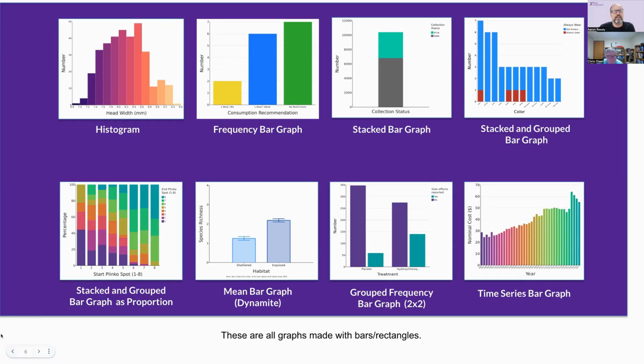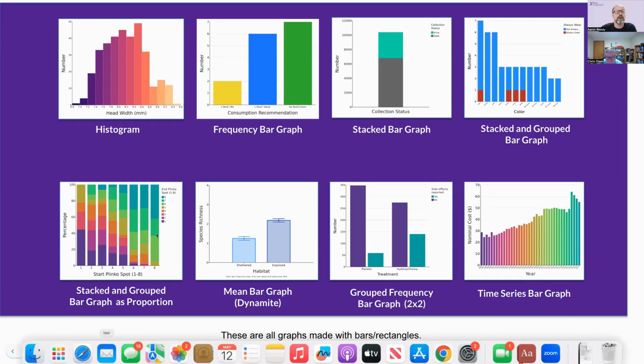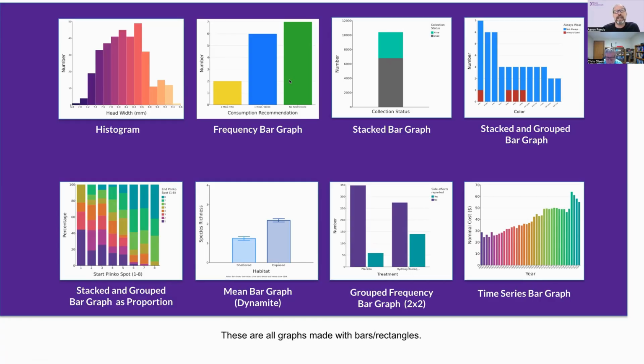Moving to the right in that top row from histogram, the next one is probably the one that is most commonly what students mean when they say a bar graph. But we're going to call this one a frequency bar graph. Just categorical data on there. It's a frequency bar graph.